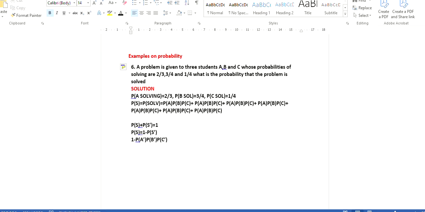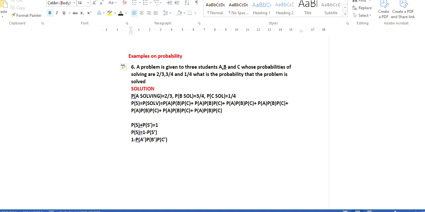Welcome back. Again, we are going to continue with the examples on probability. I thought of providing some more examples as there are a lot of things to do. It may appear in your exams.